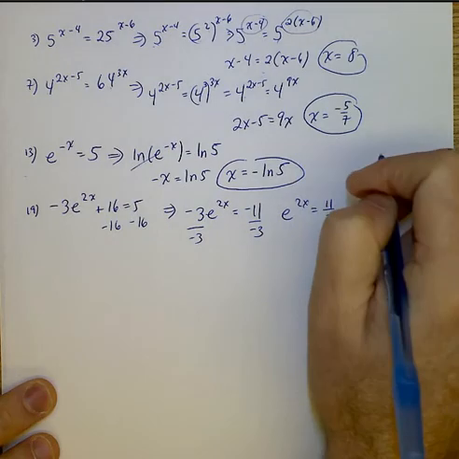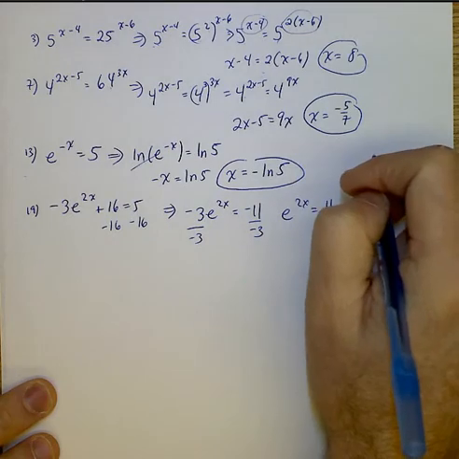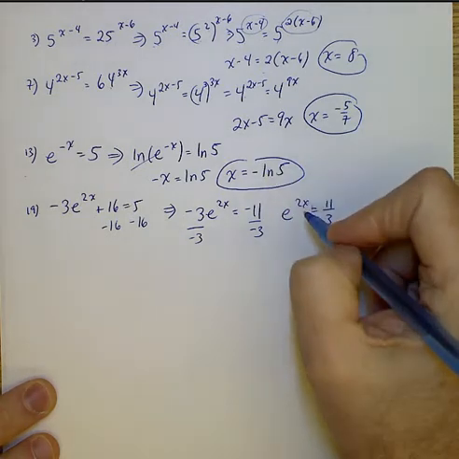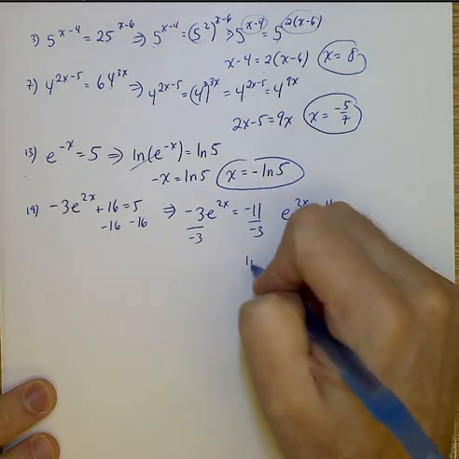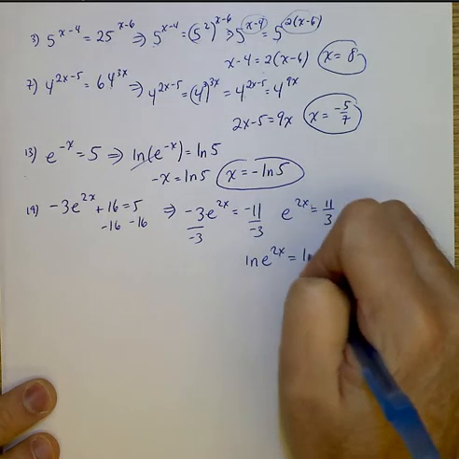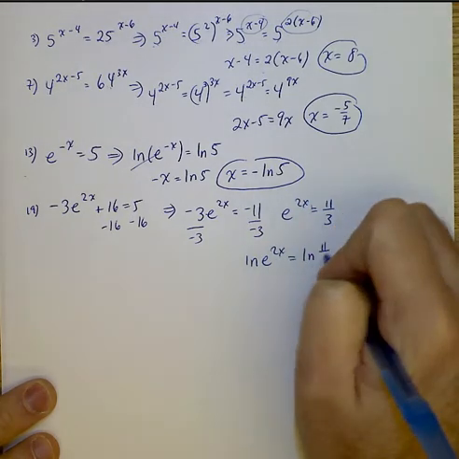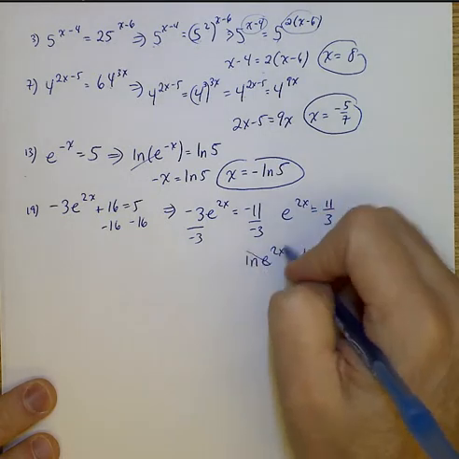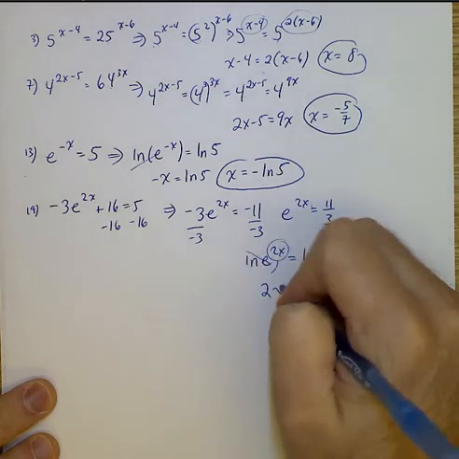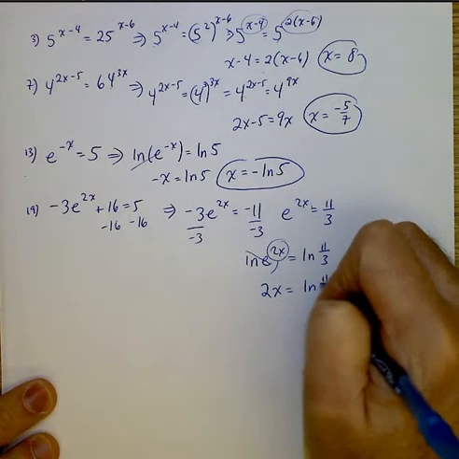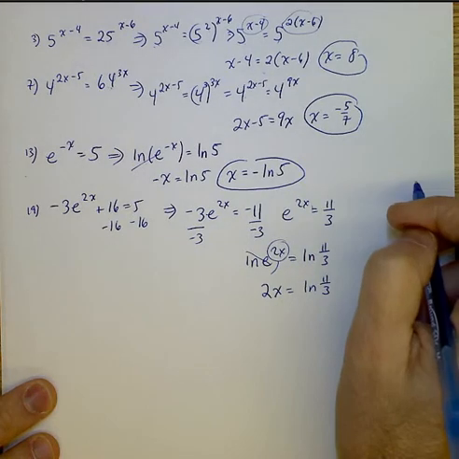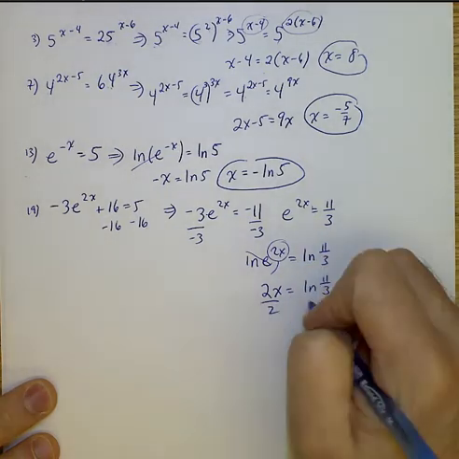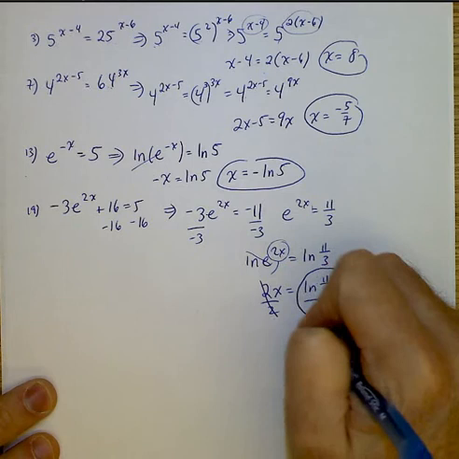Now that I've isolated the e term, just like in number 13, I'm going to go ahead and take the natural log of both sides. When I do that, these kind of cancel, and the left side is now strictly 2x equals the natural log of 11 thirds. To solve for x, I'm going to divide by 2. And so that's your answer.